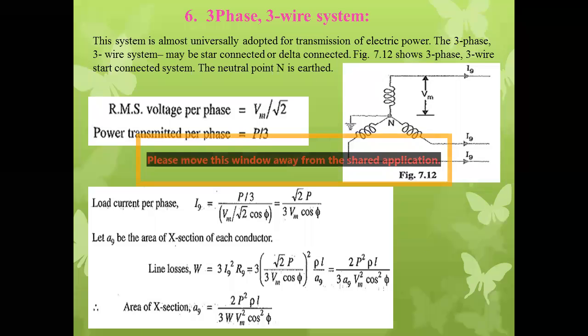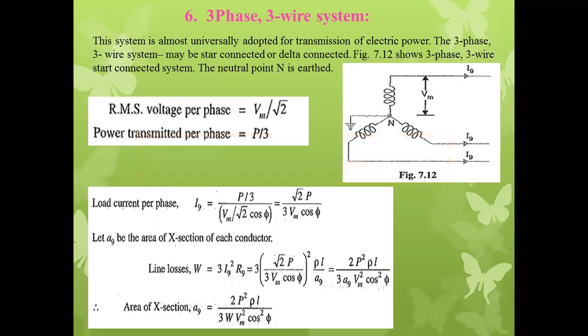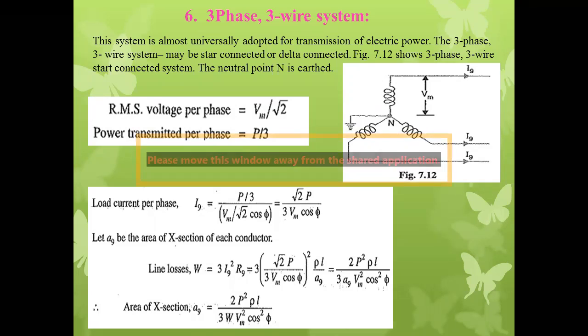Okay. So the three-phase system is almost universally adopted for the transmission of electrical power. The three-phase system is generally star or delta connected. All of us know very well about that system. The circuit diagram below shows a three-phase three-wire star connected system. The neutral point is formed by the junction of the three phases, and this is grounded by using the ground wire.